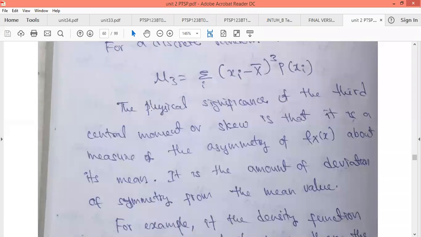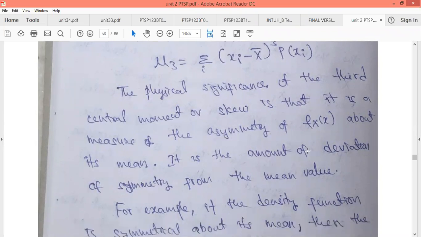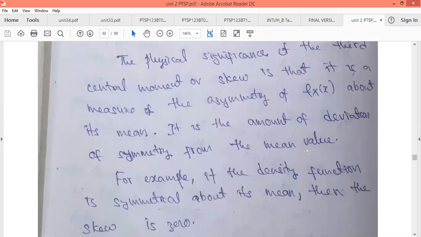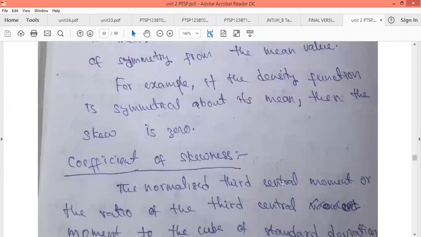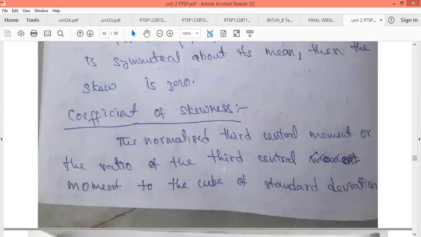So what is the importance of skew here? Skew is nothing but the third central moment. It gives us the measure of asymmetry of fx of x about its mean. It is the amount of deviation of symmetry from the mean value. So what does asymmetry mean? Measure of asymmetry means the amount of deviation of symmetry from the mean value, because the density function should always be symmetric. So we measure the degree of asymmetry of fx of x by using this skew value. If the density function is symmetric about its mean value, then the skew value will be 0. Okay. So now we'll find out the coefficient of skewness.